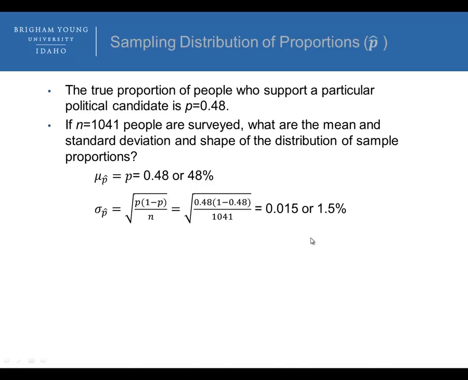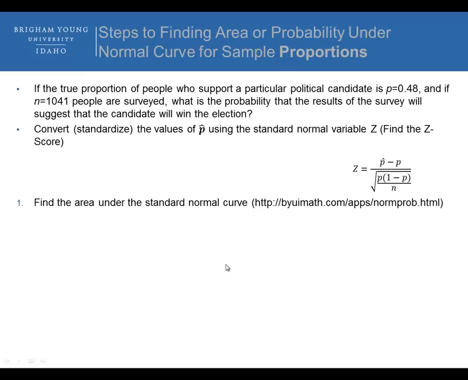And then the shape is normal, since if we take 1,041 times 0.48, that's well beyond 10. And 1,041 times 1 minus 0.48, that's also well beyond 10, so the shape is normally distributed. Okay? So let's go through this problem here, dealing with area under the distribution of the sample proportion.